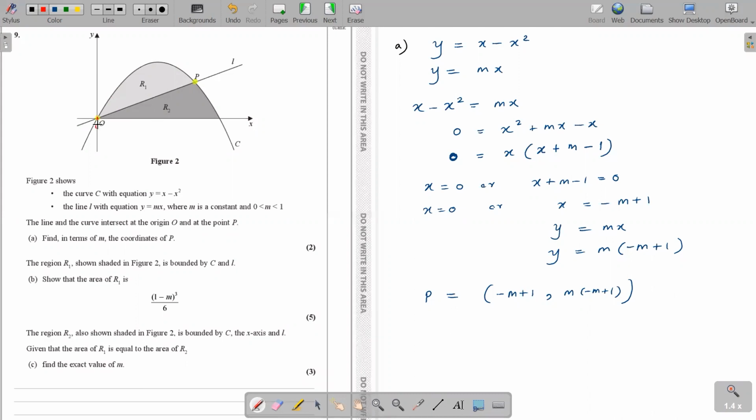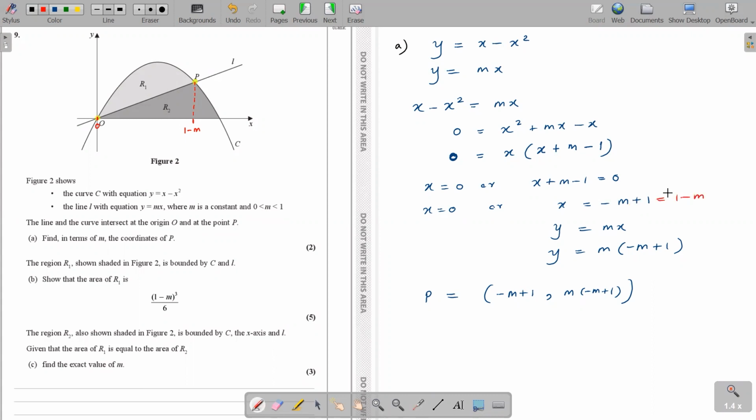First thing is you need to find the boundaries around region R1. The starting boundary is 0 and the ending boundary is at this point P, right? Because that's where the boundary ends. The ending boundary x value, I think we found, is minus m plus 1. Shall I put it as 1 minus m? Minus m plus 1 is 1 minus m, right? And here they say m is between 0 and 1, so 1 minus m is a positive figure. Do you agree with me?